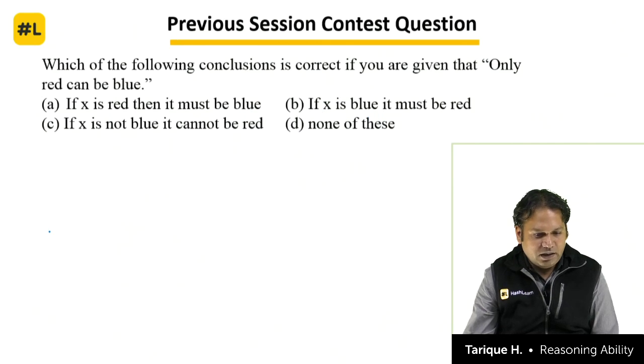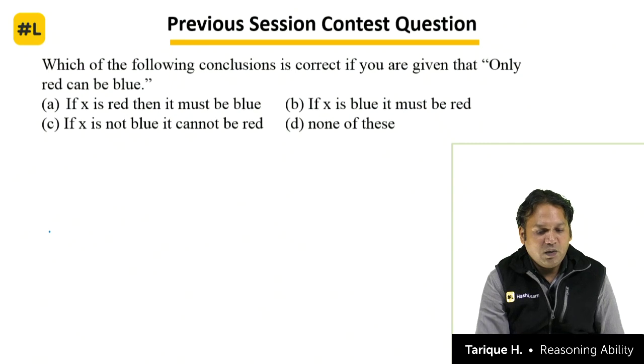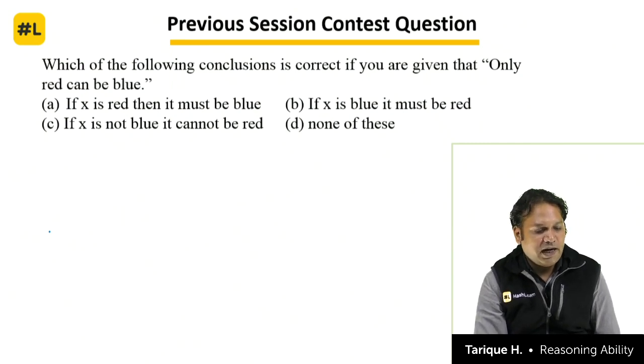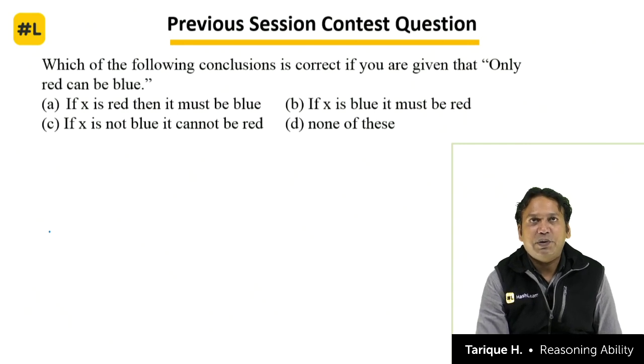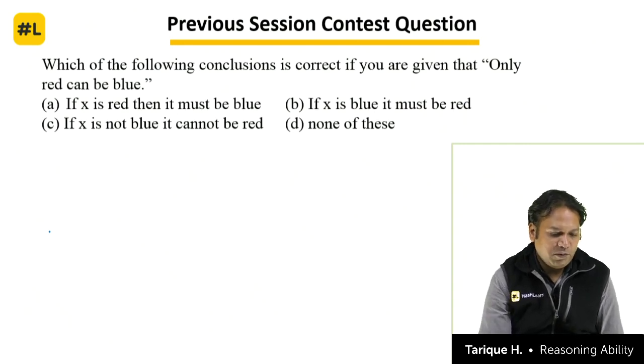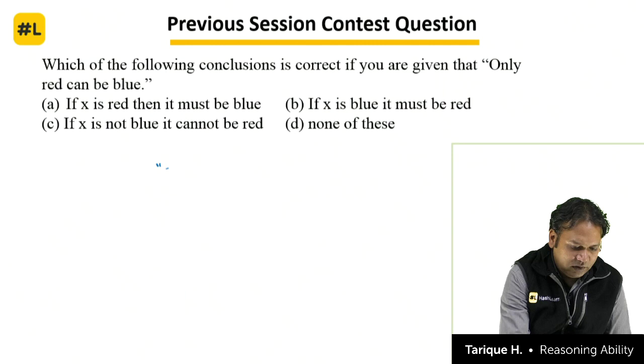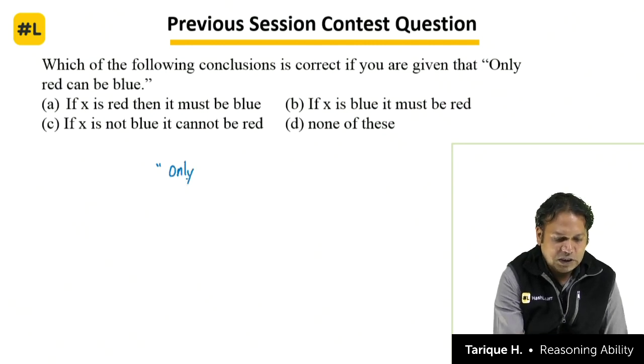Next we will look at the previous session contest question. Which of the following conclusions is correct if you are given that only red can be blue? Okay, if it is given to you that only red can be blue. Now which of the categorical proposition does this look like?